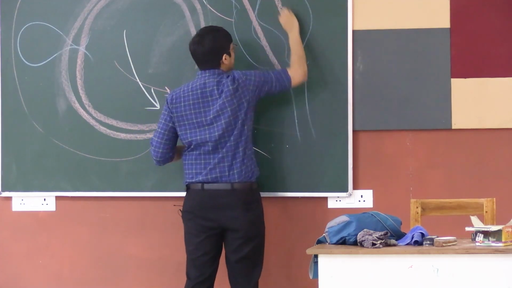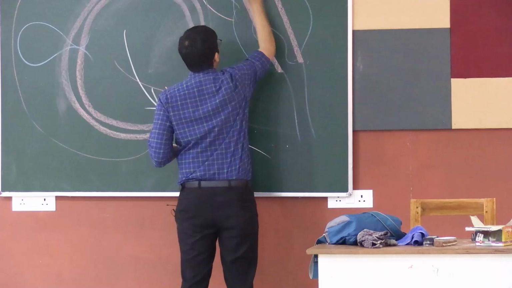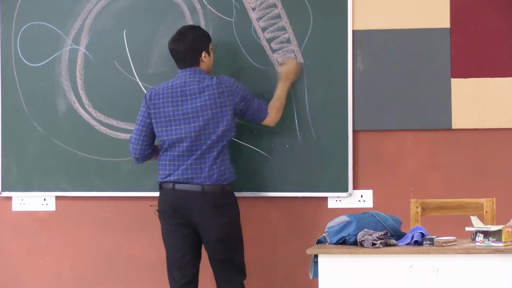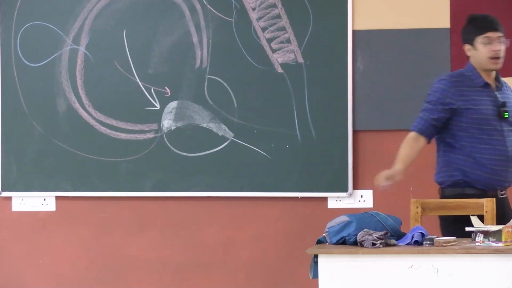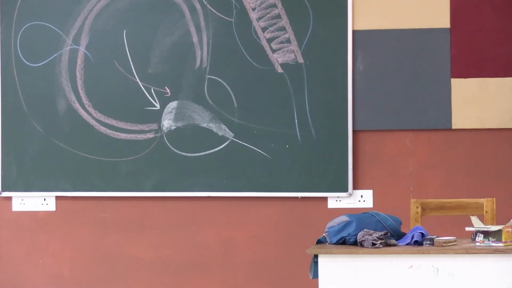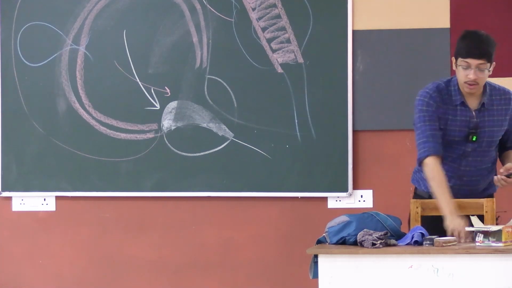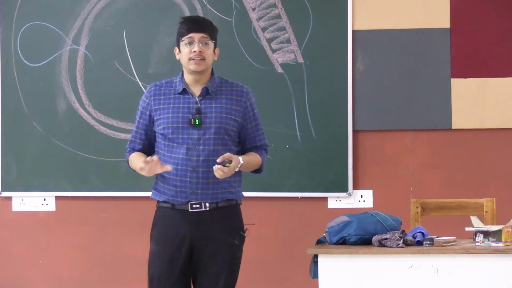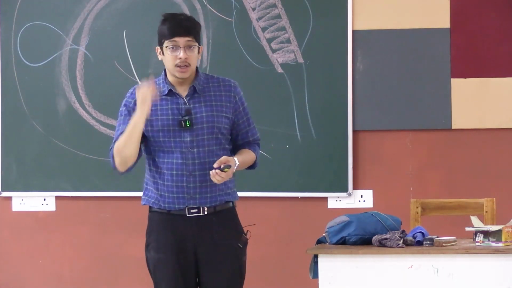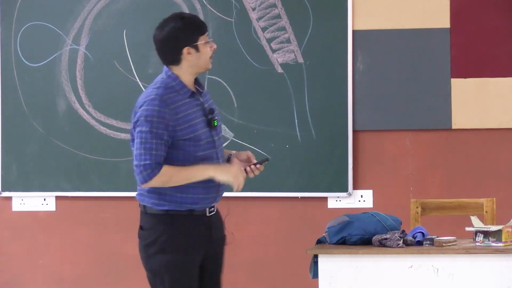This part we are removing so that we create an open channel between the bladder and the urethra. So we are removing this part so that it remains open and the prostate does not cause an obstruction. So in spite of it being called prostatectomy, we are not removing the entire prostate in this procedure. We are only removing the obstructing part.